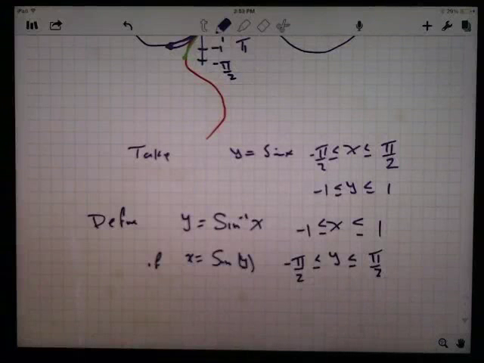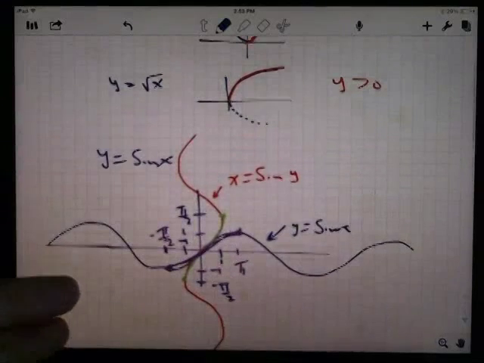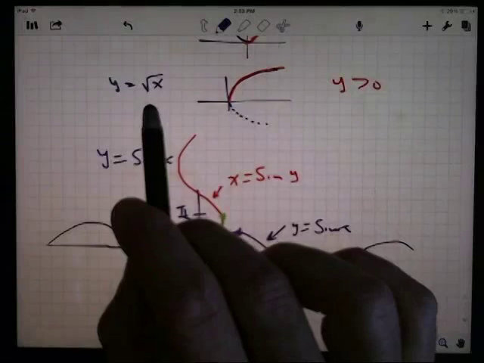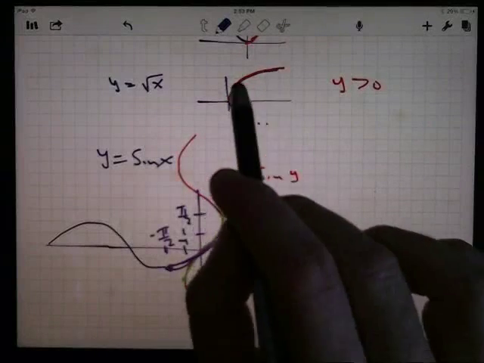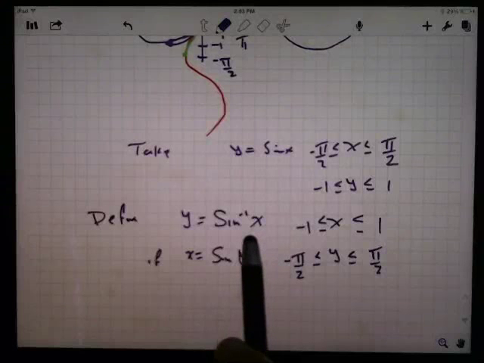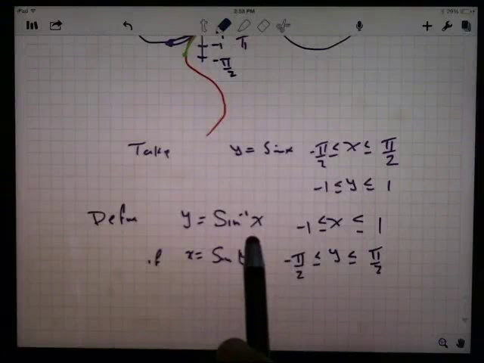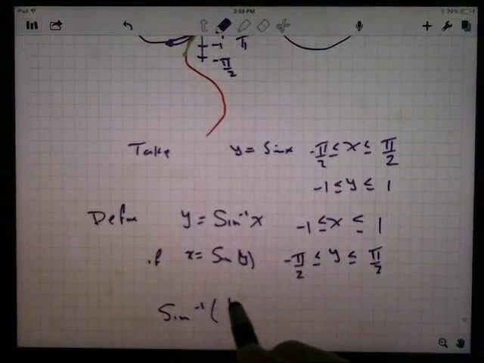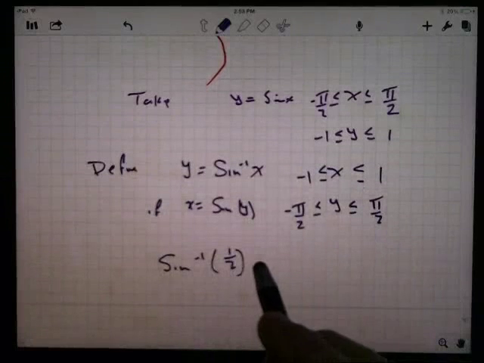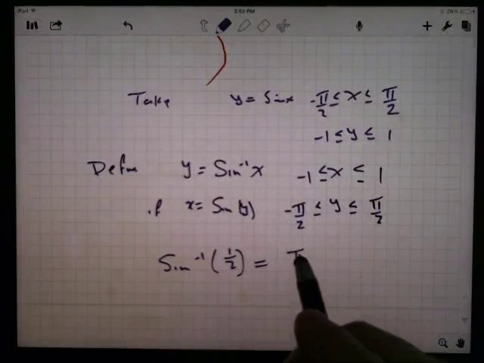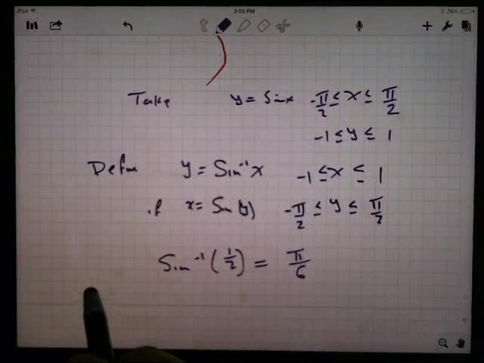Just like with the square root function, we didn't say, yeah, there's two square roots, but when we say this function, we mean just the positive square root. When I say the angle whose sine is a half, there's a lot of angles whose sine are a half, but I only mean the small one. Sine inverse of a half, the angle whose sine is a half, is, in radians, pi over 6.